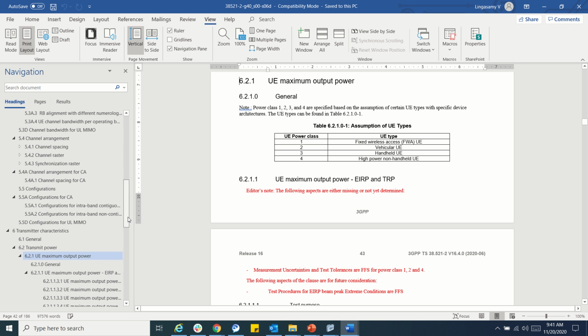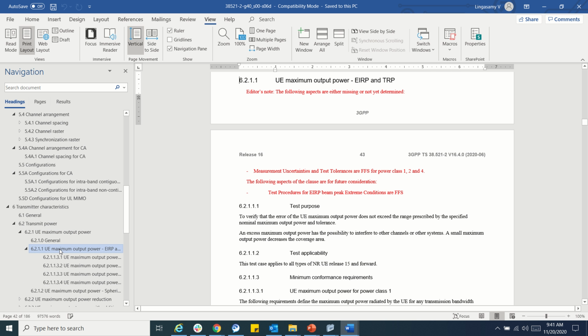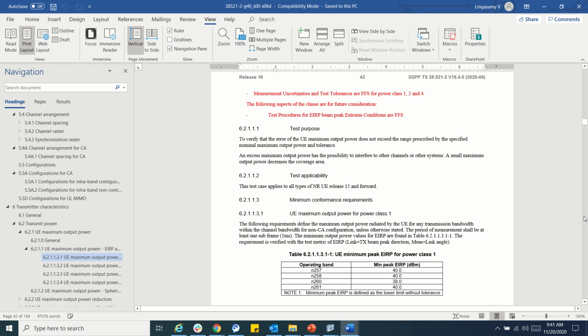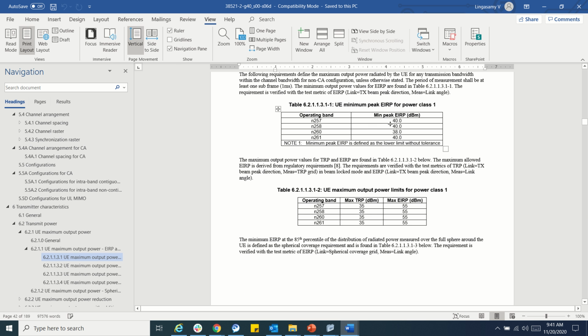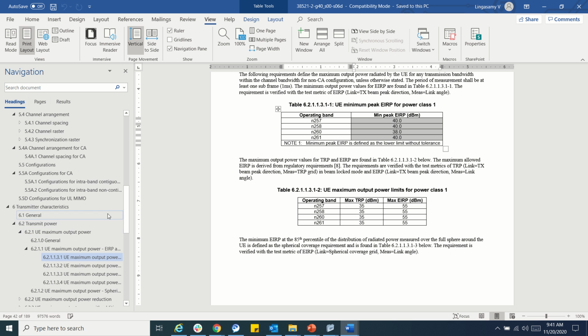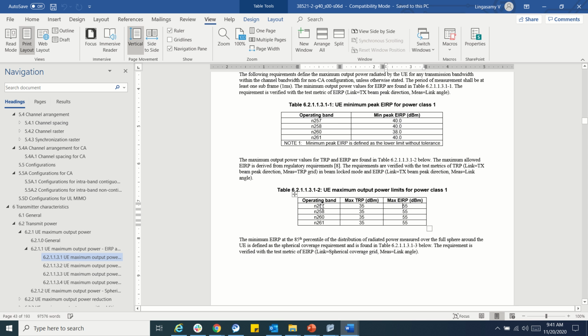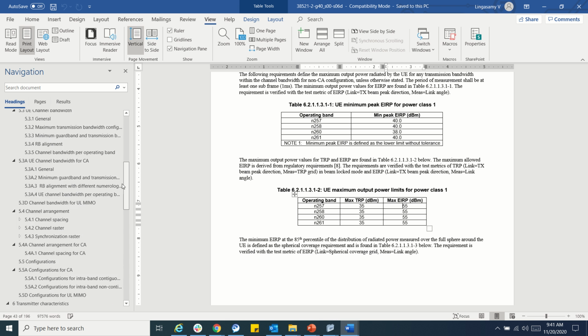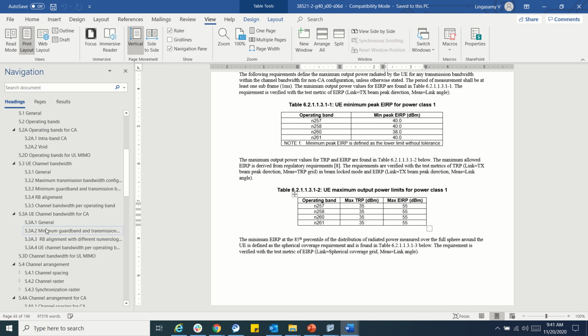For example, UE maximum output power. Here the test purpose and everything is mentioned. What should be the maximum EIRP can be found, and that information is given here. What is the maximum EIRP for this band, what should be the TRP, the total radiated power, and what should be the EIRP, the equivalent isotropic radiated power. Similarly, you can find it for other test cases as well.